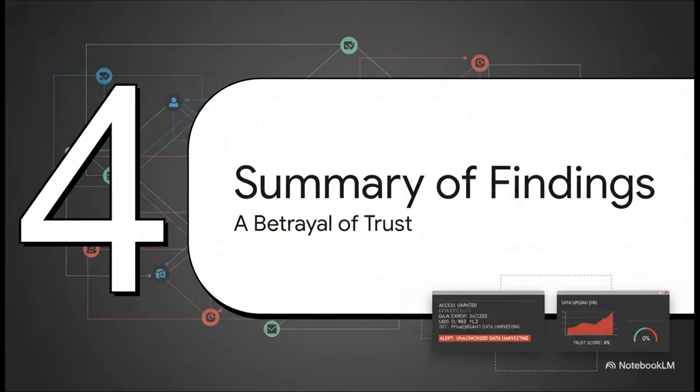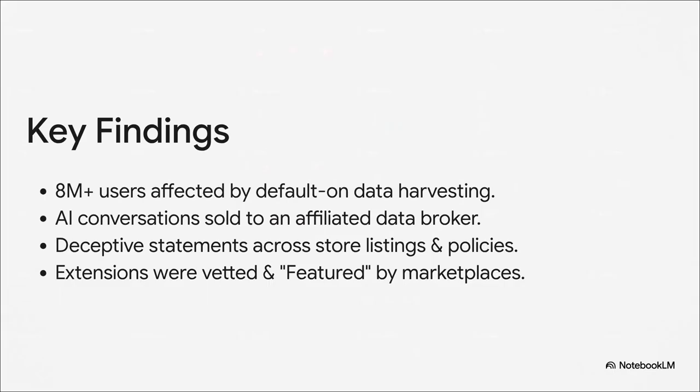So let's step back and summarize what we found here. What this investigation uncovered is a pretty large-scale data harvesting operation, running through a whole suite of browser extensions that are disguised as legitimate privacy and security tools. So to recap the key points, we have over 8 million users affected by this AI conversation harvesting that's on by default. The data is being exfiltrated to an affiliated data broker specifically for commercial use. The publisher uses contradictory statements across their store listings, their consent prompts, and their privacy policies. And somehow, these extensions still passed manual review and got featured badges from the marketplaces.